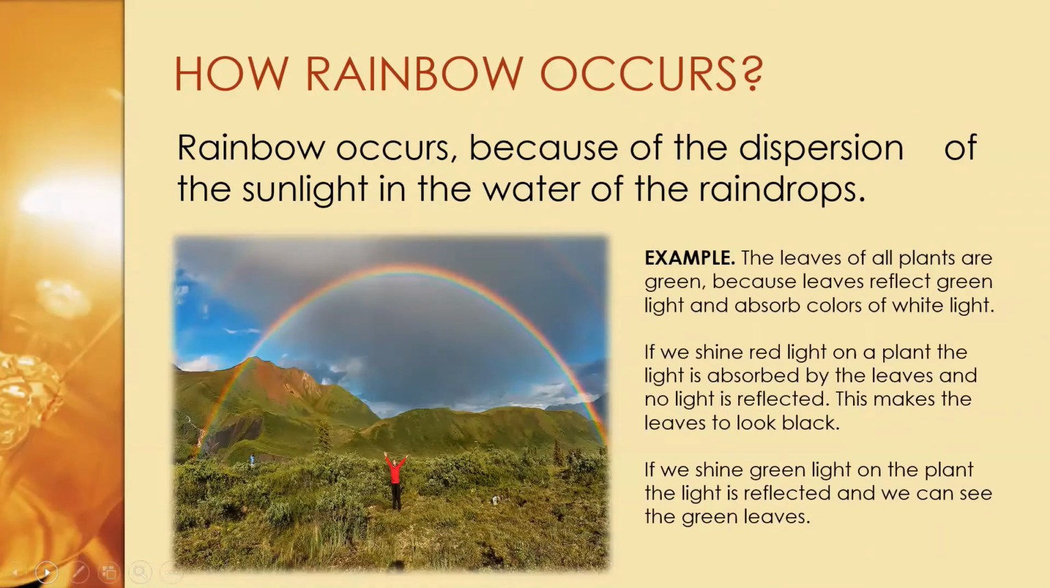The leaves of all plants are green because leaves reflect green light and absorb the other colors of white light. If we shine red light on a plant, that light is absorbed by the leaves and no light is reflected. This makes the leaves look black. If we shine green light on the plant, the light is reflected and we can see the green leaves.